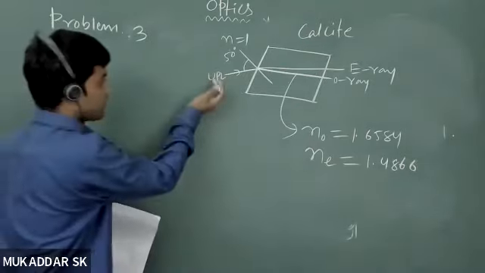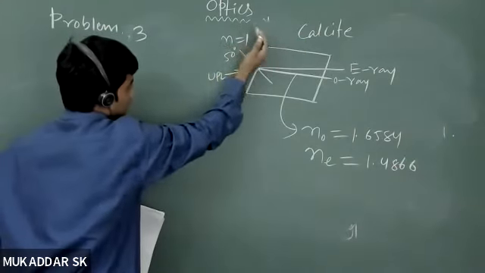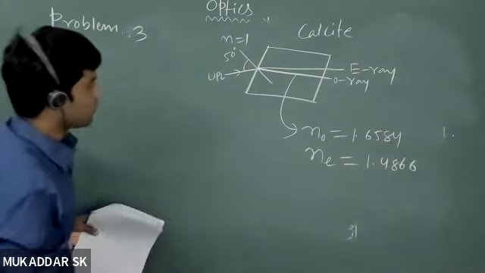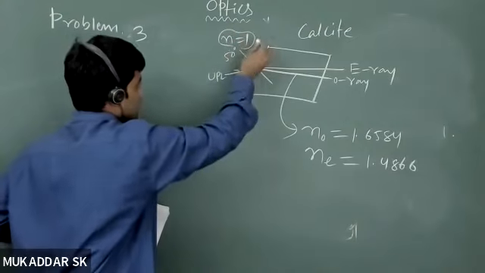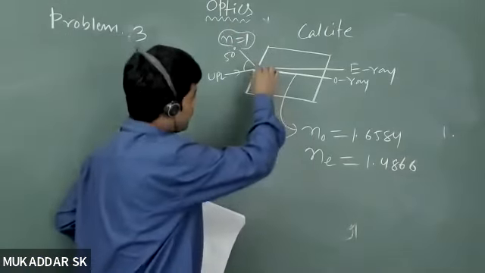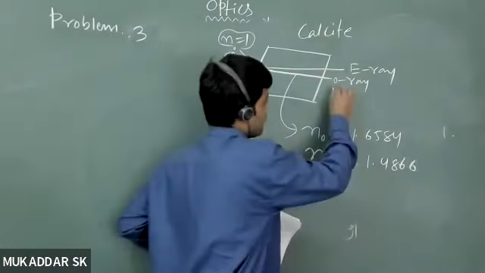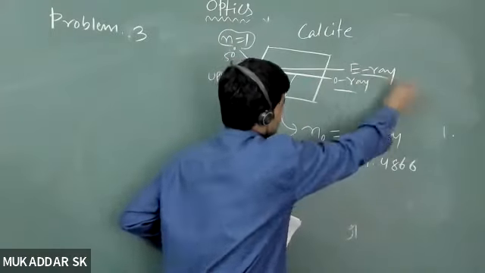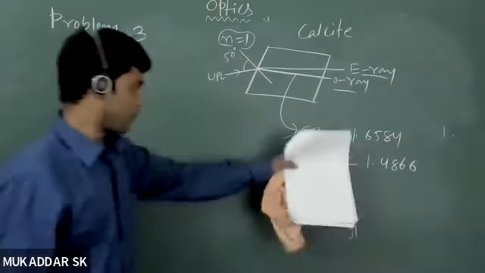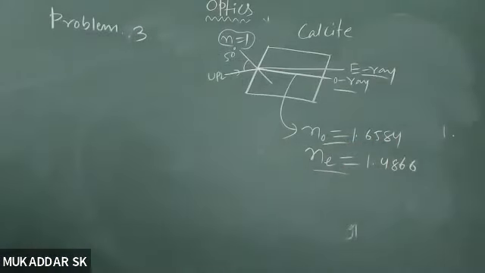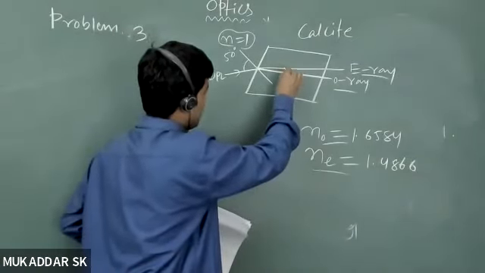An unpolarized light is incident on the calcite crystal at an angle of 50 degrees. The refractive index of this medium is given, that is n equals 1. The ray coming from this medium having refractive index 1, when refracted inside this crystal, gives two rays. One is called the O ray and another is called the E ray. The refractive indices of both rays are different and the values are given. So what do you have to calculate? You have to calculate the angular separation between these two rays. This angle you have to calculate.